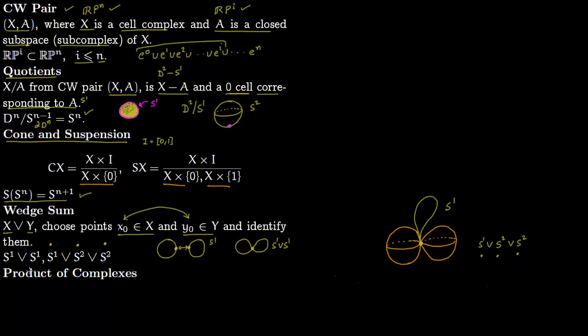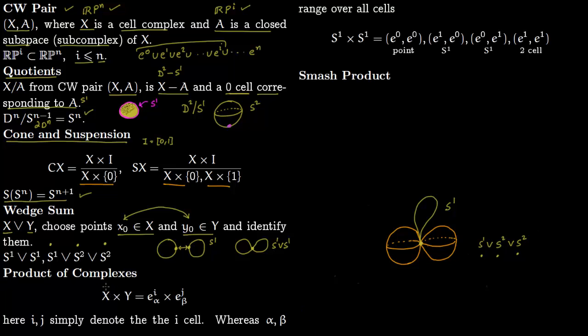Now we talk about product of complexes. So you have X and Y, they are 2 complexes. They have these cells e_i^alpha and e_j^beta. So here i, j just simply denote the ith cell, and alpha and beta range over all cells. Now this definition requires slightly more care. We have to put more conditions on X and Y for the product to be a cell complex, but here we will just take a naive point of view and assume that this product exists.